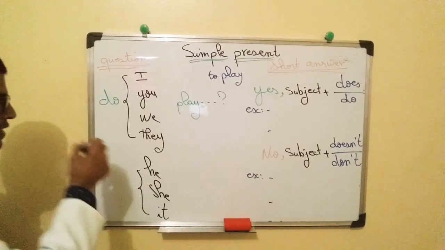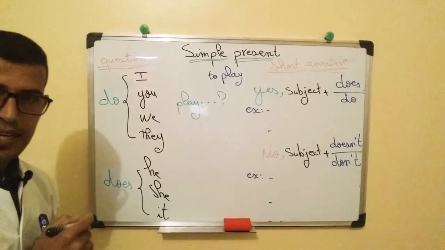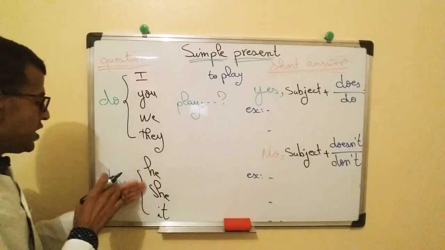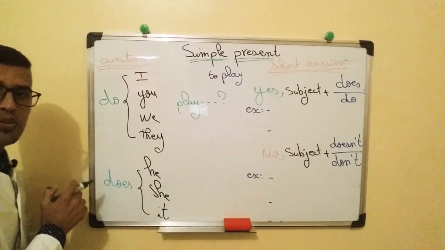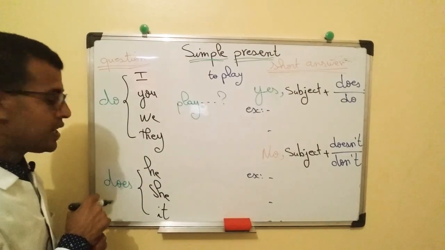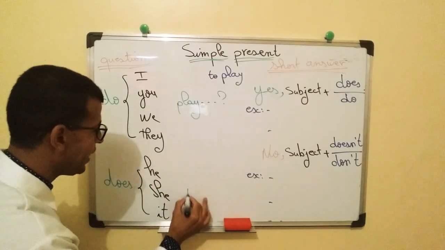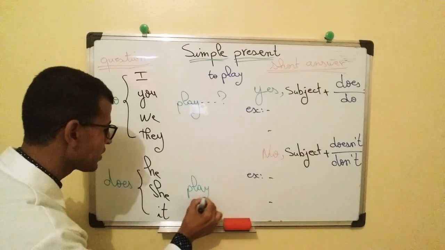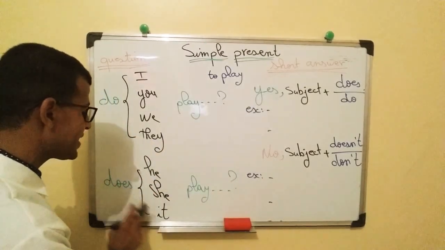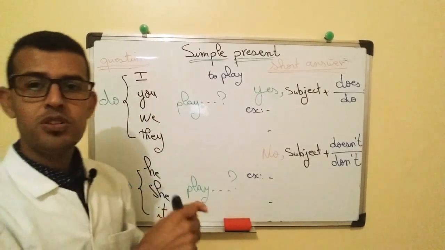For he, she, and it, we use before the subject the auxiliary does. So this is the auxiliary to do in the infinitive, but we add es at the end and we say it does. So does he play football? Does she play football? Does it play football, etc. So this is concerning the interrogative form, or question.